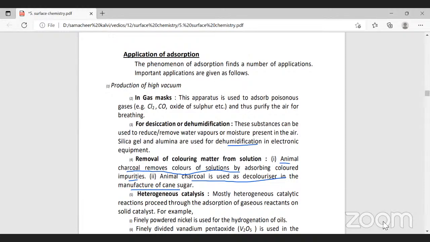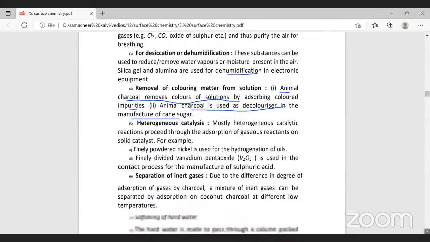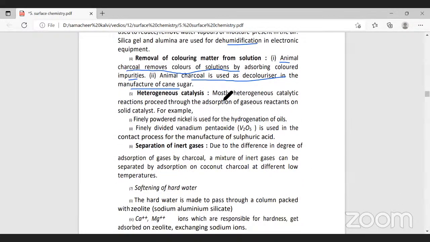The most important application of adsorption is heterogeneous catalysis. Mostly, heterogeneous catalytic reactions proceed through adsorption of gaseous reactants on a solid catalyst. So reactants are in gaseous state and the catalyst is in solid state. We will learn examples in the next topic, catalysis. Powdered nickel is used for dehydrogenation of oil. Finely divided vanadium pentoxide is used in the contact process. So this is all heterogeneous catalysis.